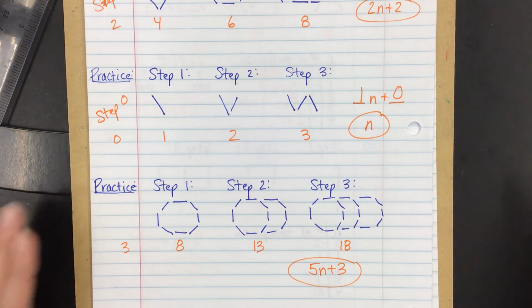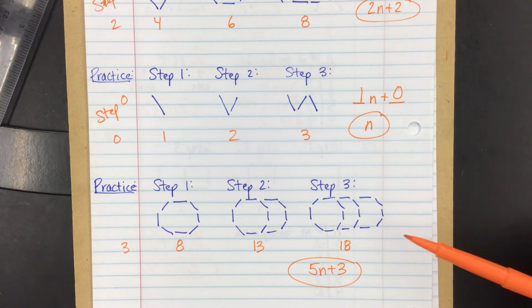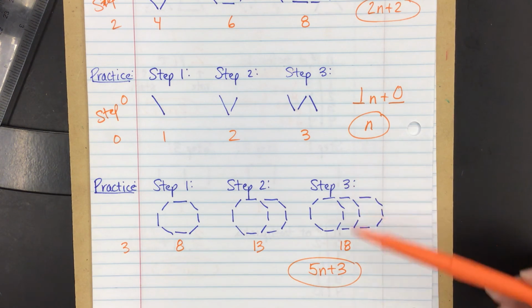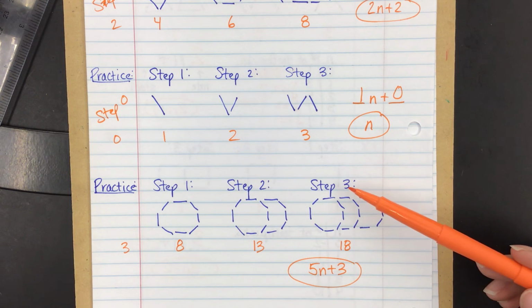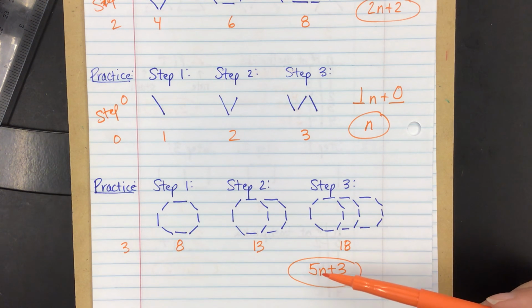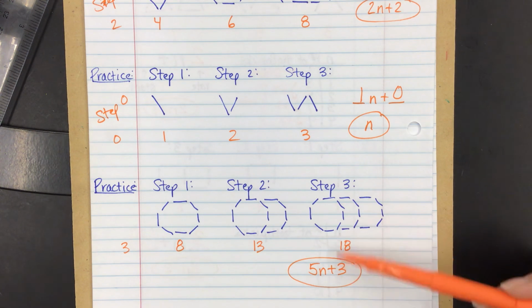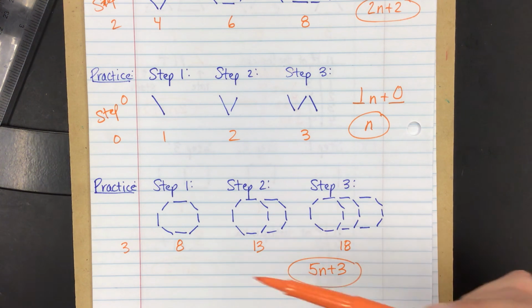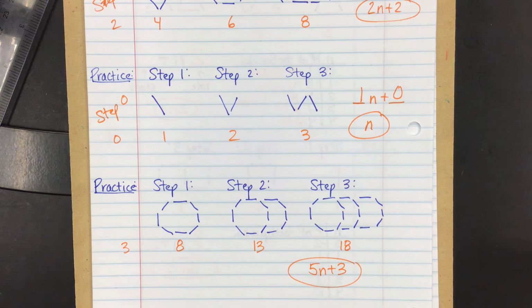And a surefire way to make sure that you're accurate is just plug in one of the step numbers and try it out. So if I plug in 3 here, 5 times 3 is 15. 15 plus 3 is 18. So I know that my expression works if it works for all the steps. Okay? So let's go ahead and file this away.